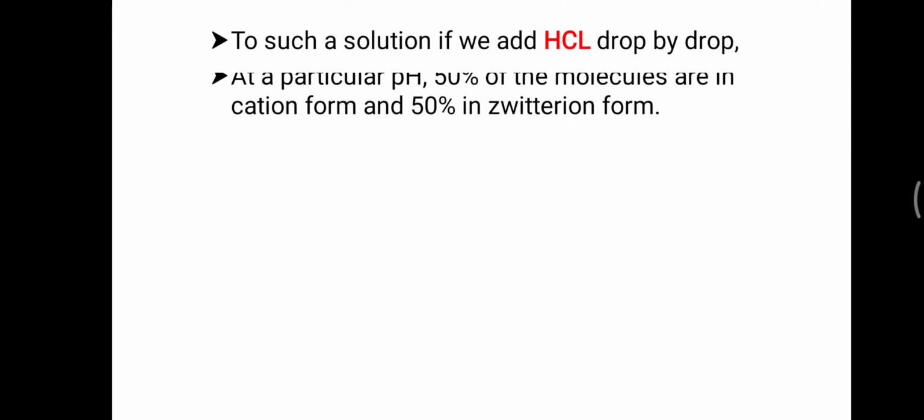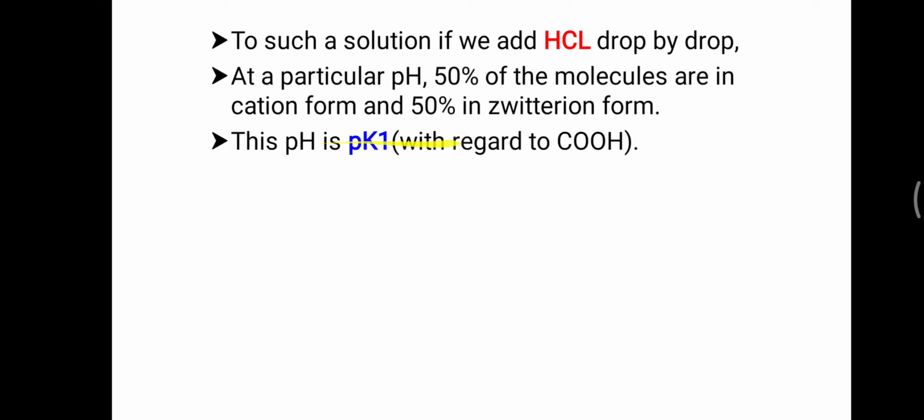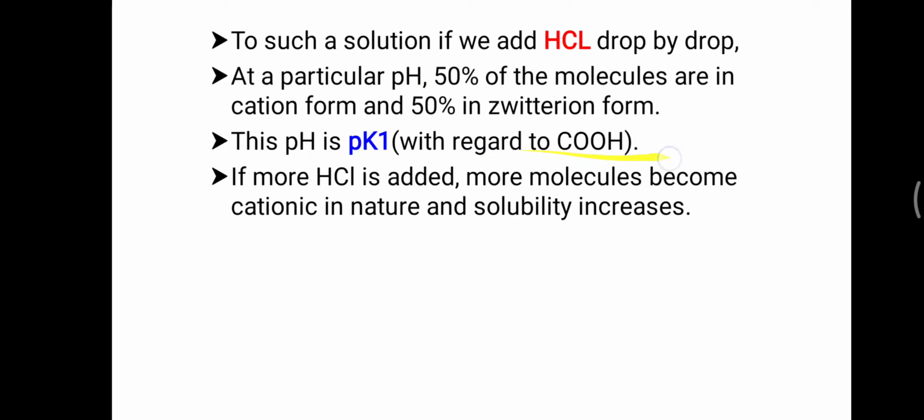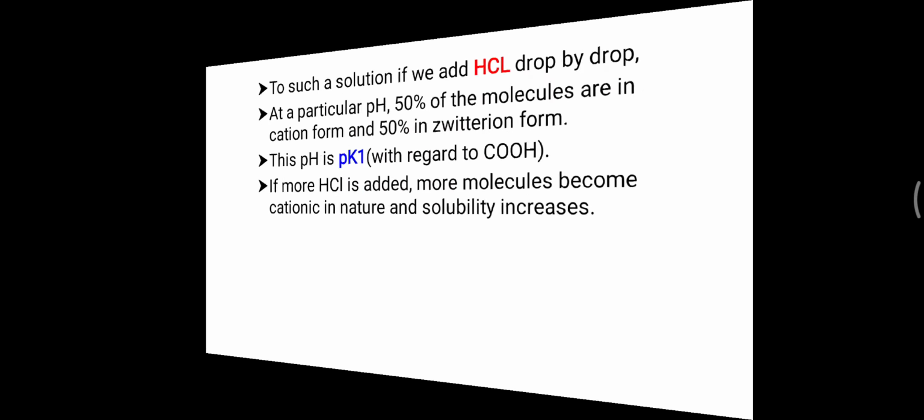Now here we will look at how the pK1 and pK2 values are calculated. First, to calculate pK1, we take a solution of the amino acid, and hydrochloric acid is added drop by drop. At one particular pH of the solution, 50% of the molecules of this amino acid will carry a positive charge, the cationic form, and 50% remain in the zwitterion form, and that value is called the pK1 value, which is related to the carboxylic group. If we further add more hydrochloric acid, more molecules of this amino acid will convert into the positively charged form, and solubility will increase.